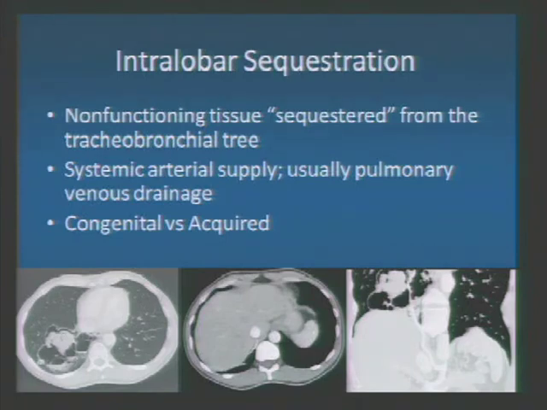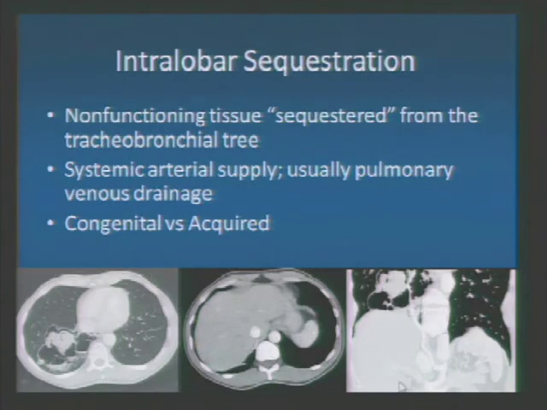It's an area of non-functioning tissue which is sequestered from the tracheobronchial tree. The hallmark feature is systemic arterial supply. Usually it comes from the descending thoracic aorta, though it can arise from any systemic source: intercostal arteries, internal mammary arteries, or even the abdominal aorta.